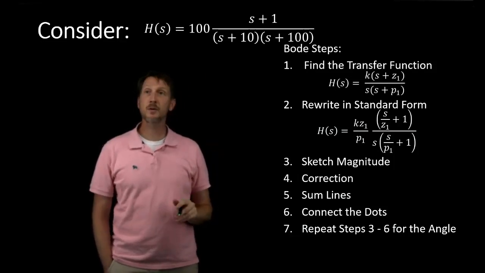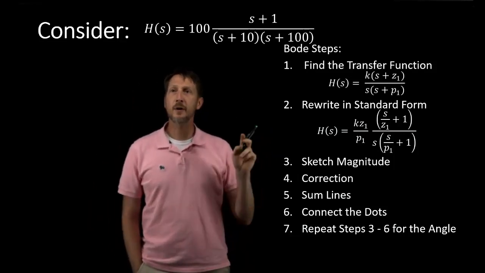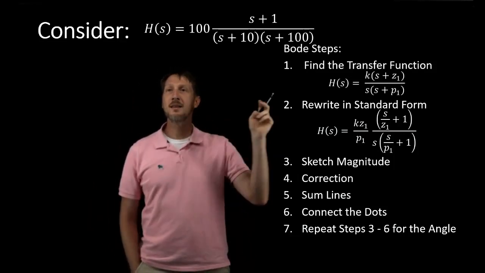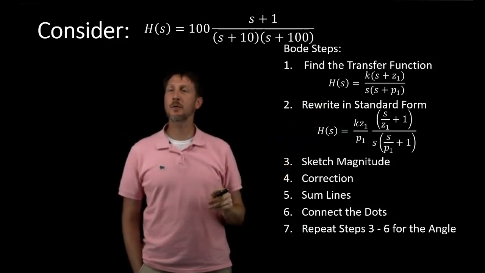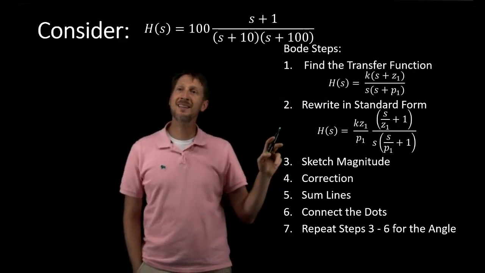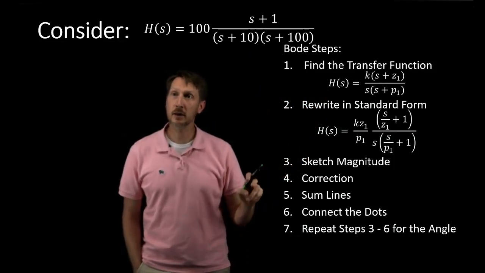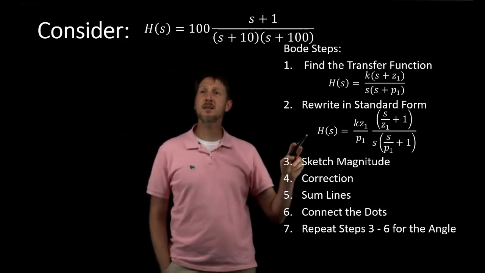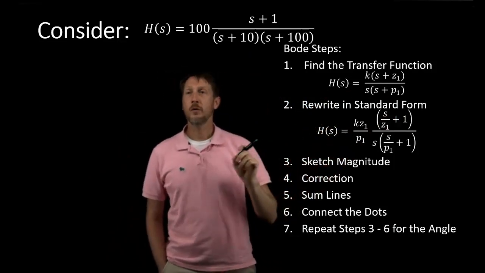Before we start, let's review the steps. First thing we want to do is find the transfer function. If we look at it, we can see that the form the transfer function is usually given in is the same form that we have. We need to do step number 2, which is putting it into the standard form. The standard form for Bode plots is a ratio between s and the pole or zero, plus 1.